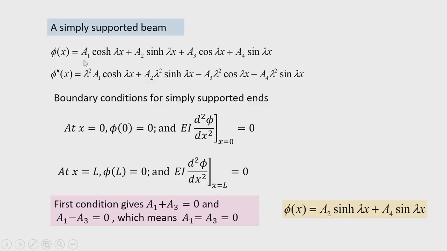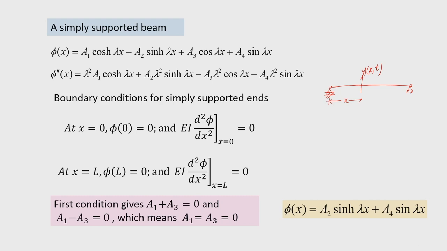Now here phi x is equal to a1 cosh lambda x plus a2 sinh lambda x plus a3 cos lambda x plus a4 sin lambda x. Now if I show you a simply supported beam here, one end is on a roller, maybe hinged also, the same condition will hold good, and the other is on a hinge support. At any section at a distance x, the displacement y x t, the upward displacement, is a function of x and t. At any section x, we have the bending moment, shear force, etc.